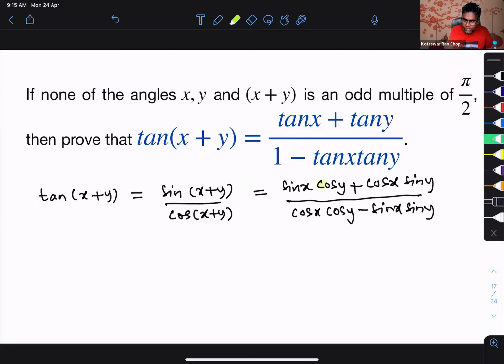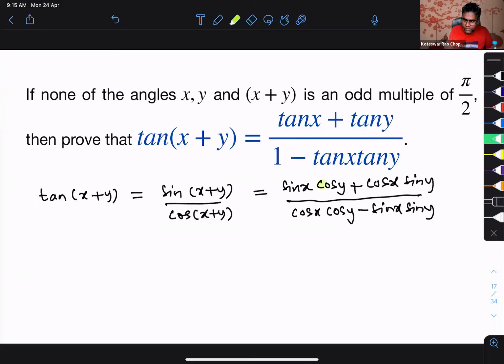So cos x cos y by cos x cos y minus sin x sin y by cos x cos y. I think we are done here. So you can see that you can happily ignore these two. Ignore these two. So in the numerator you get sin by cos, so tan x, and then sin by cos y, so you get tan y.